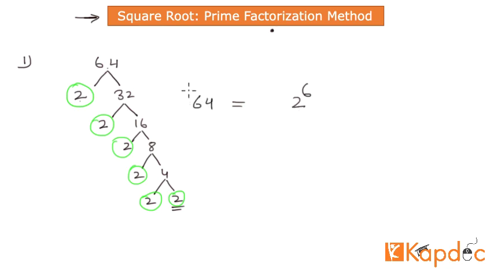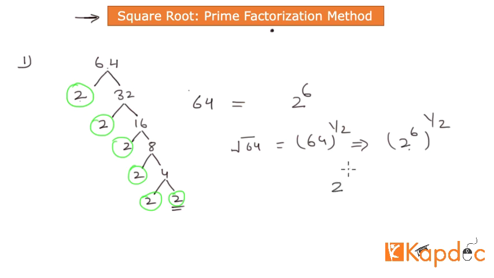Now when you have to find the square root of 64, it means 64 to the power 1/2, right? We can write it this way, which means (2 to the power 6) to the power 1/2, right? Now what happens when you have a power to the power is you multiply the powers and the base remains the same, right? So this becomes 2 to the power 6 times 1/2, which is 2 to the power 3. Or in other words, this is your answer. Meaning the square root of 64 is equal to 2 cubed, or you can write this as 8. And we know that 8 squared is 64, right?